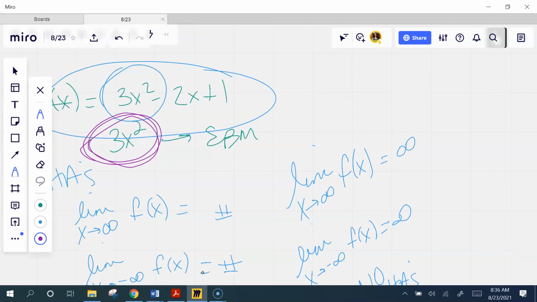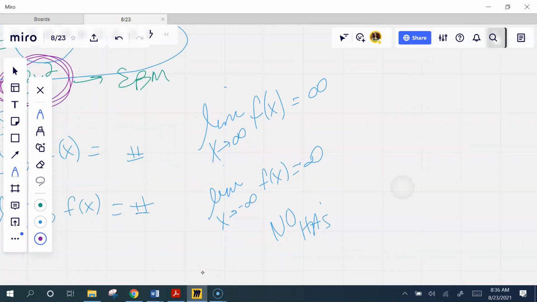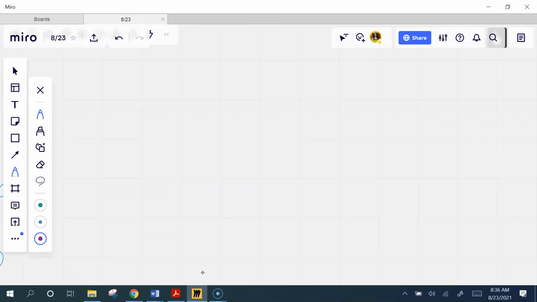Top heavy, bottom heavy, same. We're going to talk about that. This is defining it the calculus way. Did y'all not learn top heavy, bottom heavy, same? That works with rational functions, and if you're using rational functions, that's fine. The limit thing works with any function.